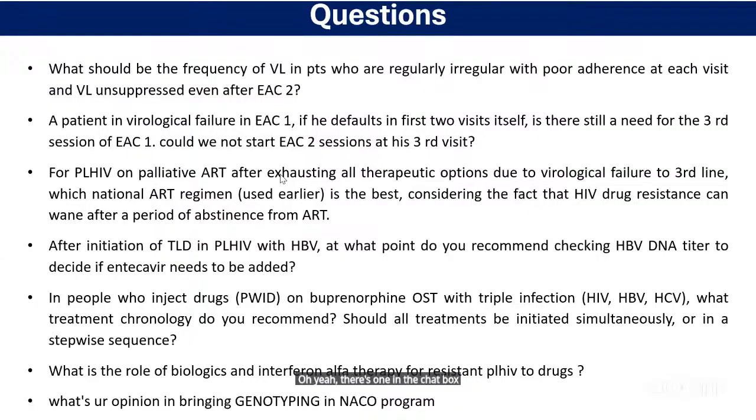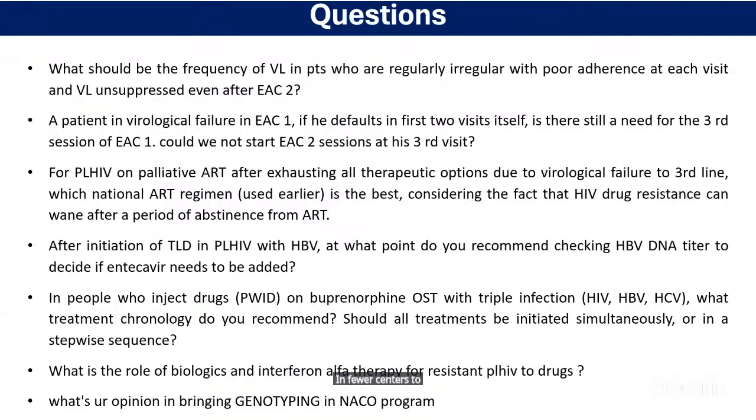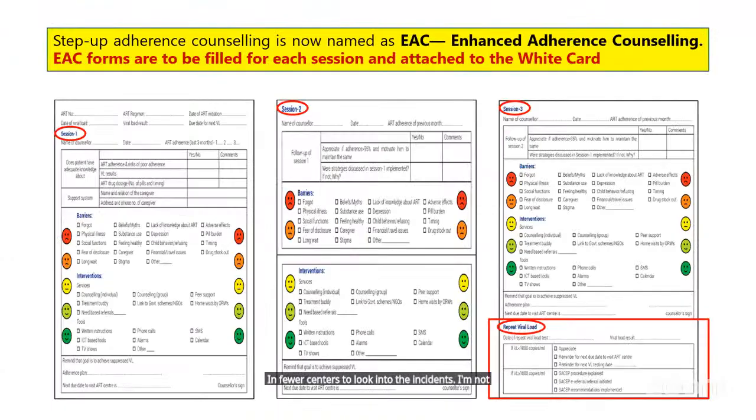How common is hepatotoxicity due to DTG? It's not much. We are currently carrying out a multicentric study in West Bengal in a few ART centers to look into the incidence. I don't have the data now, but if you see referrals, yes, there are referrals with asymptomatic transaminitis to the tune of grade 3 or grade 4 elevation of ALT or AST.